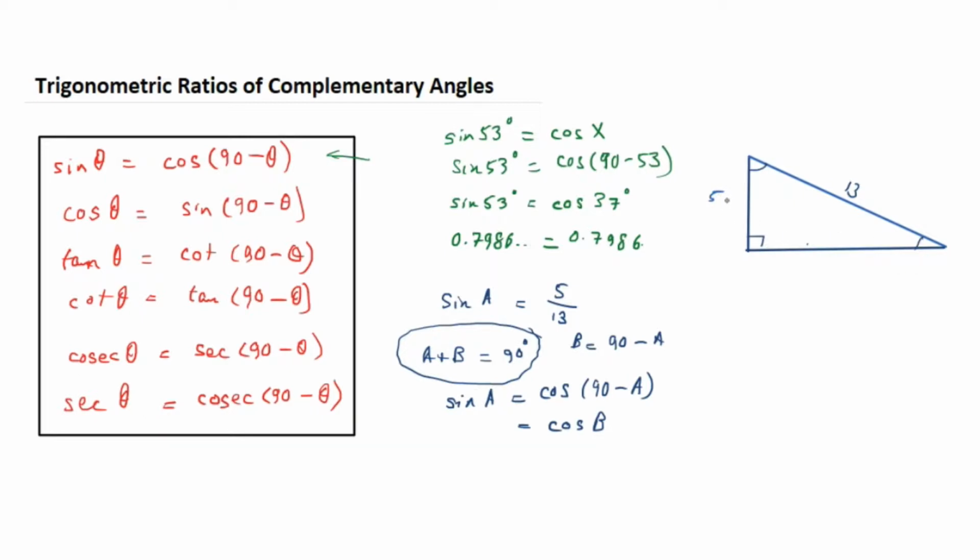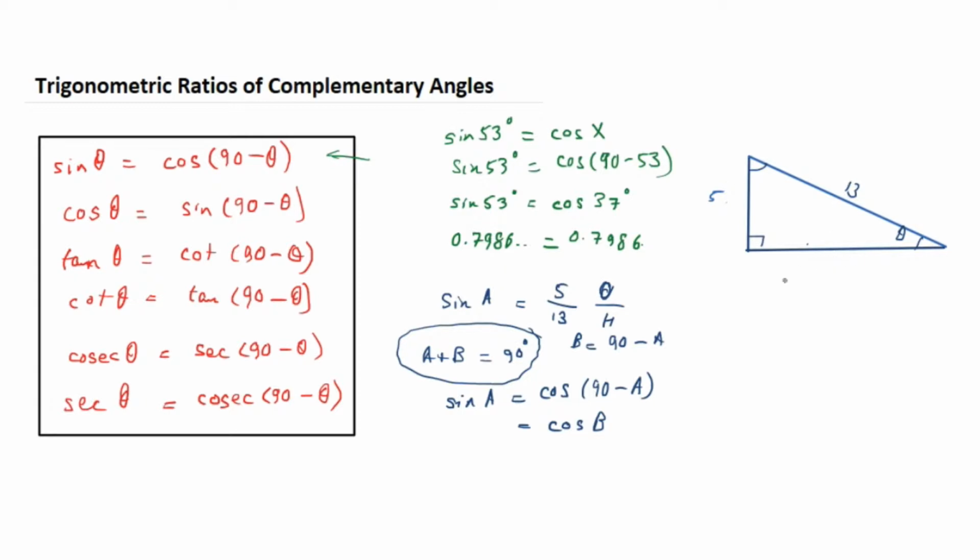We have one side as 5 because that's the opposite over hypotenuse. We know that sine is always opposite over hypotenuse because of SOHCAHTOA. So that means opposite is going to be 5 and hypotenuse is going to be 13, and let's call this angle theta.